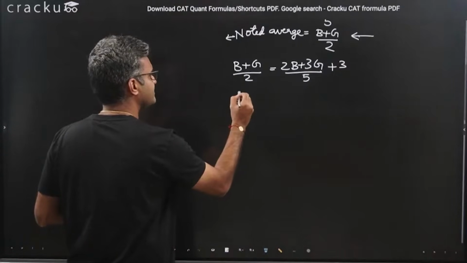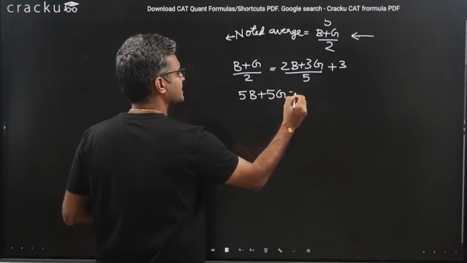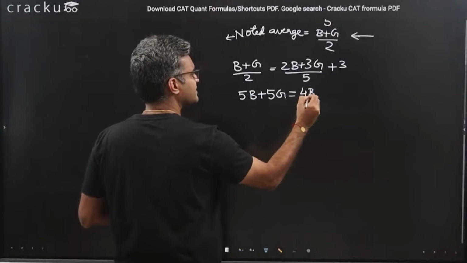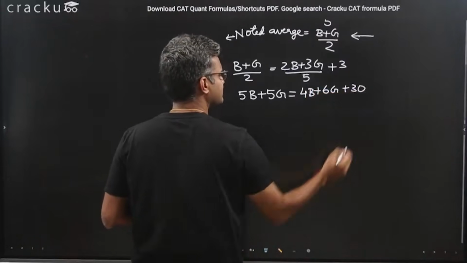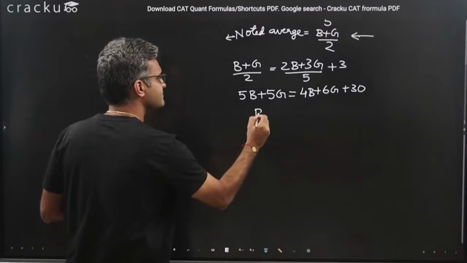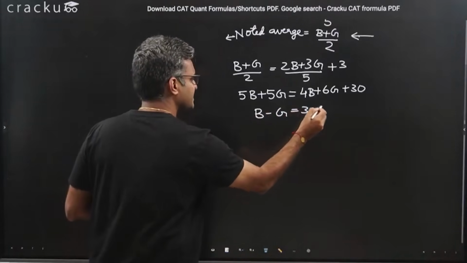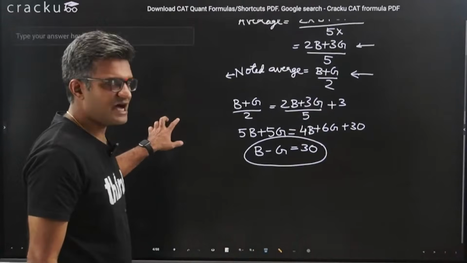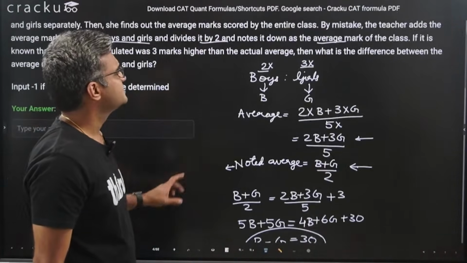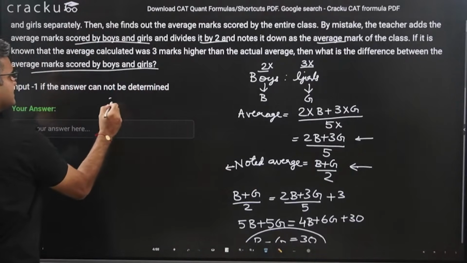So we are going to get 5B plus 5G is equal to 4B plus 6G plus 30. You can simplify it as B minus G is equal to 30. What is B? B is the average marks scored by the boys. G is the average marks scored by the girls. So the difference between the average marks scored by the boys and the girls will be 30.